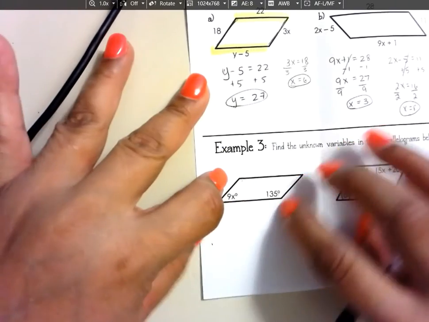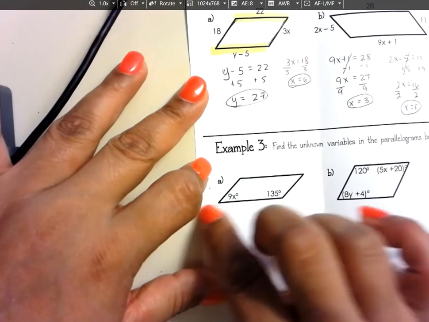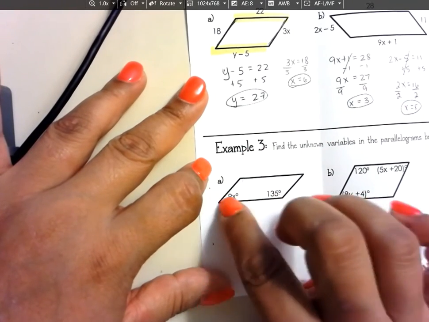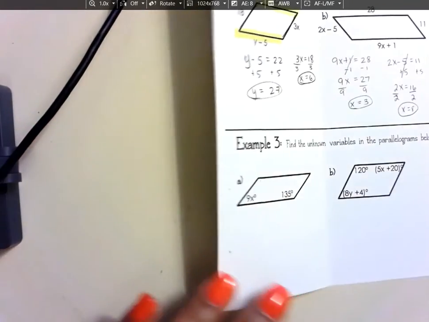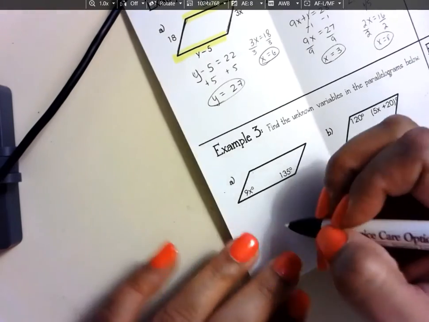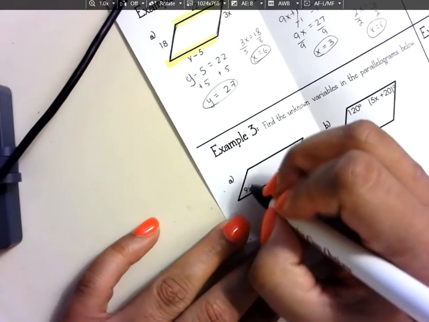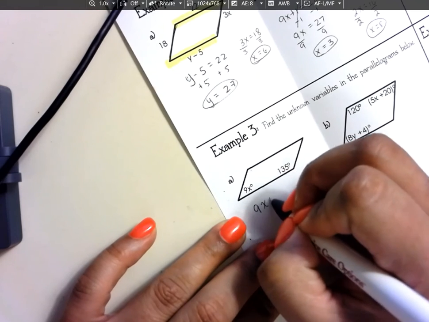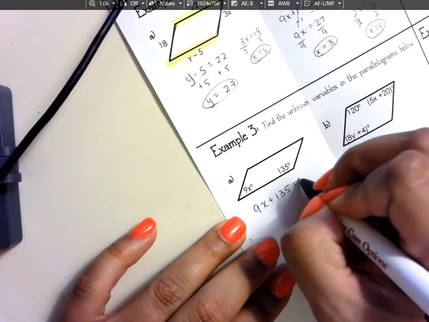So you see how these are consecutive angles? If you think of these as parallel lines, then this would be your transversal. Those would be consecutive interior angles. And they are supplementary. We've known this since we did the parallel lines. So then you would say that 9x plus 135 equals 180.